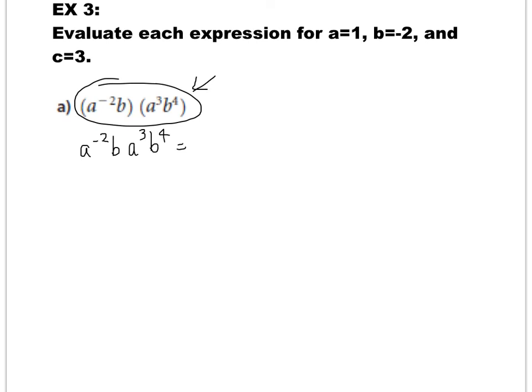Now, this a exponent negative 2 and a exponent 3, they have the same base, so I'm going to add the exponents. So I'm going to get a exponent negative 2 plus 3, which is 1. b exponent 1 times b exponent 4 is going to give me b exponent 4 plus 1, which is 5. Now I'm going to substitute. a is 1. 1 exponent 1 is 1, doesn't matter. b is negative 2 exponent 5. Negative 2 exponent 5 is negative 2 times negative 2, 5 times. Multiply, and it's going to give me negative 32.